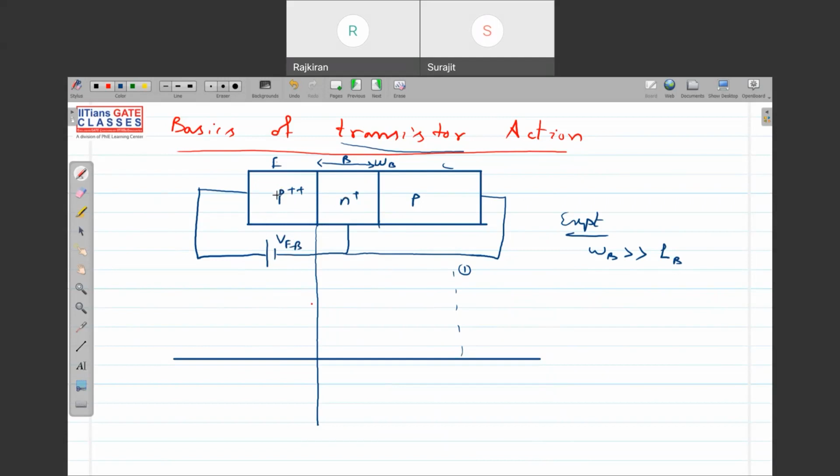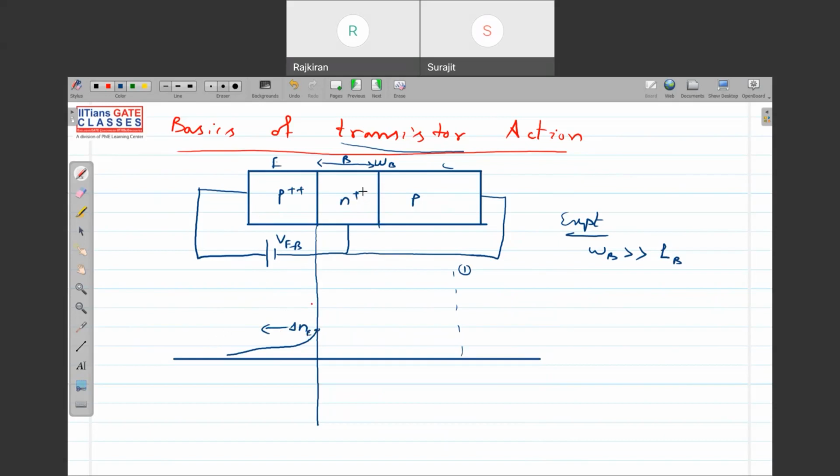So holes will be injected from emitter to base, and electrons will be injected from base to emitter. So here the electron profile will be like this, and this point is nothing but del Ne. What is the value of this concentration? What is the change in minority carrier concentration?